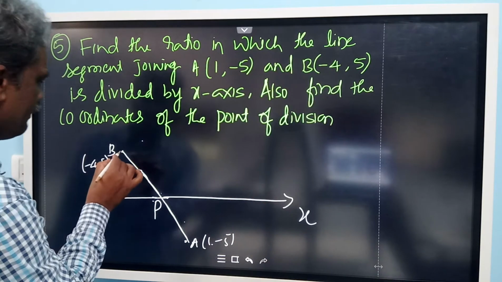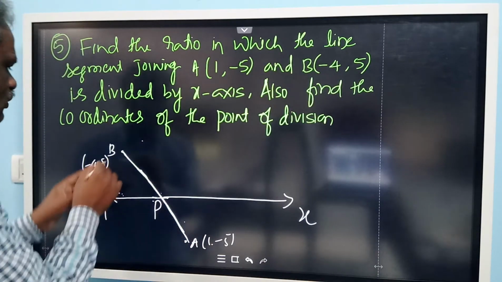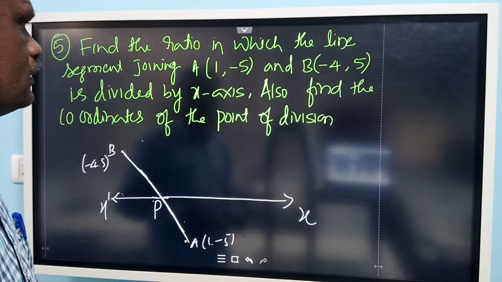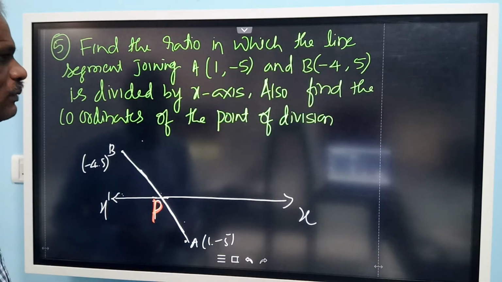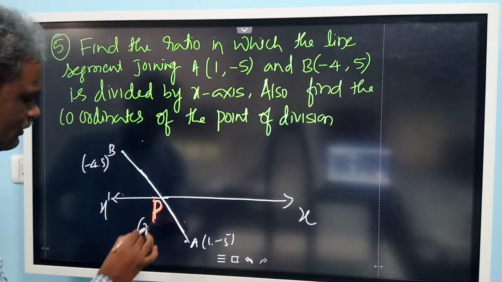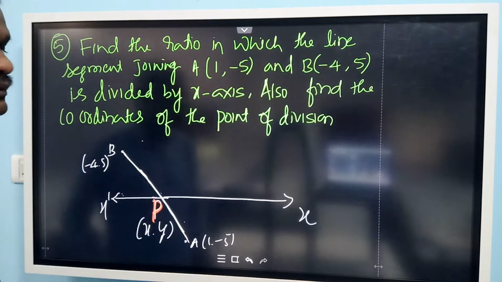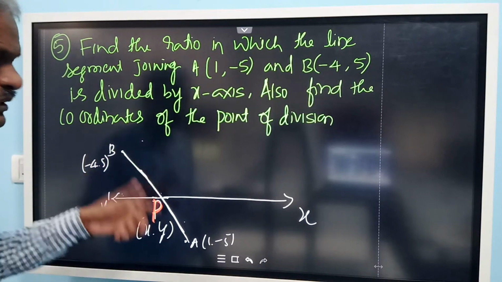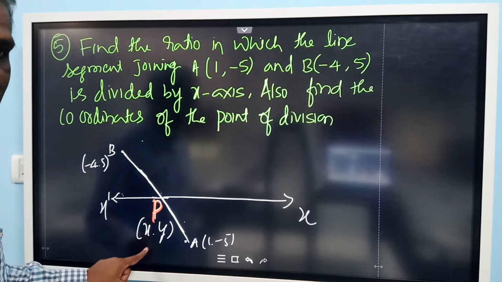So this is line AB. The coordinates of A and B are given, and it intersects the x-axis at some point we do not know, so let us take it as point P. We need to find the coordinates of the point of division, x, y, and the ratio, which is not known. We need to find the ratio and the coordinates of this point.